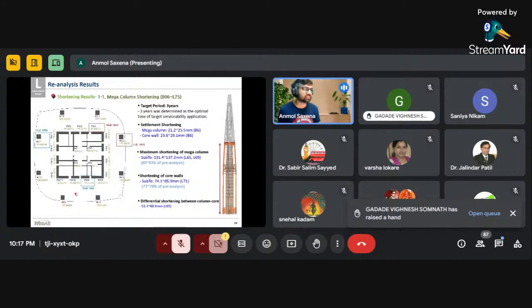Now, after the reanalysis, again, the results have been given for this B6 level to L75 levels. The settlement was noted in the mega column as 1 to 25 mm. Okay. And the core walls, it was around 23 to 29 mm. Okay. And the maximum shortening of the mega column was noted as 133 mm, which is basically 80 to 83% of the pre-analysis. Okay.